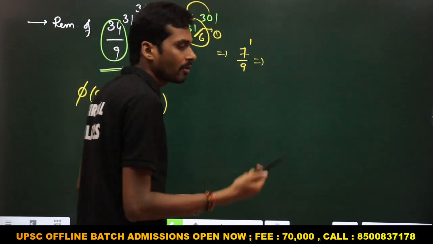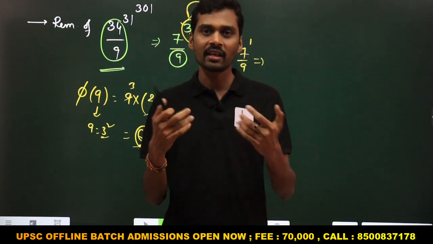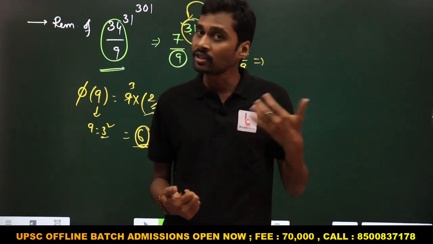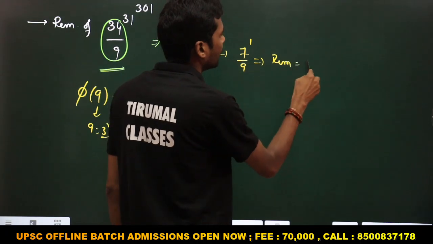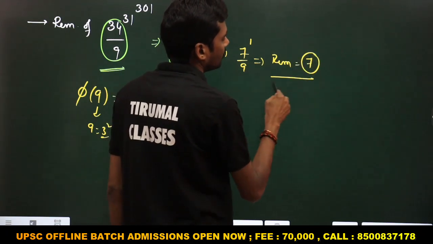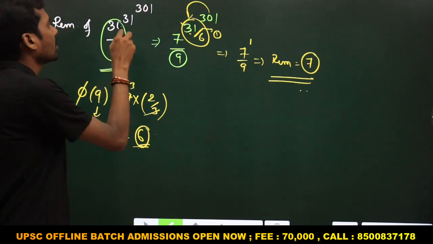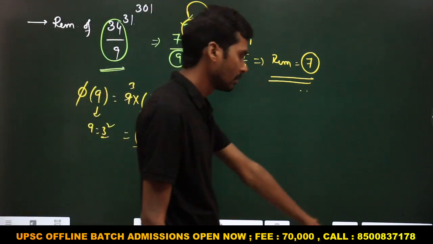So 7 to the power of 1 by 9. So it becomes 7 power 1, which means 7 by 9. 7 by 9, what is the remainder we'll get? The smaller number divided by the larger number, the remainder is always the smaller number. So what is the answer? The remainder is 7 only. The remainder of 34 to the power of 31 to the power of 301 divided by 9 is 7.